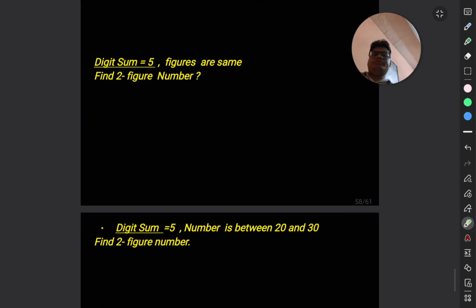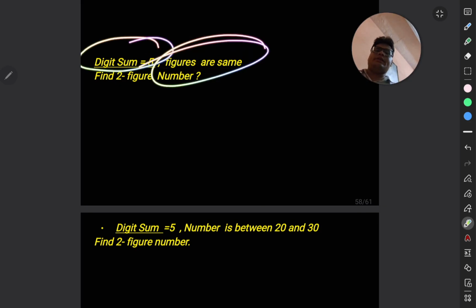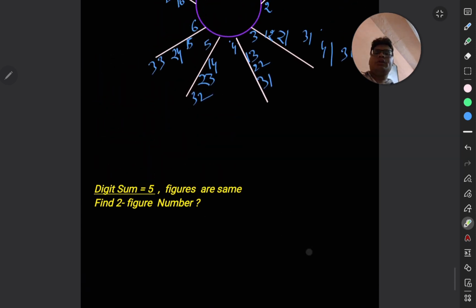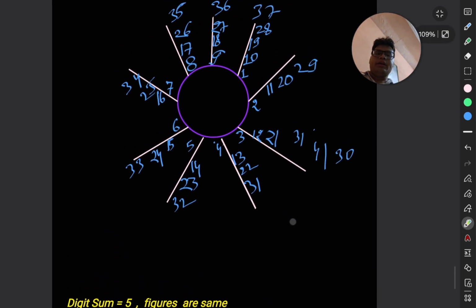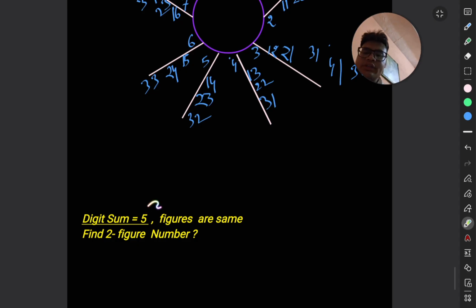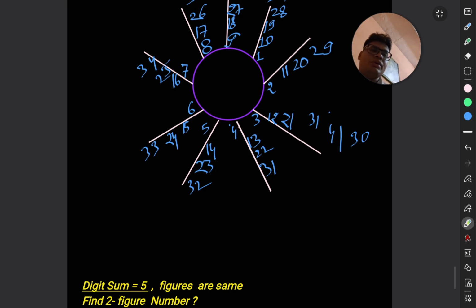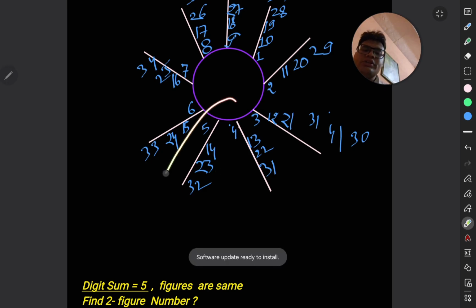Here the digit sum is 5, and the other fact is that the figures are the same. Digit sum is 5 and the figures are the same. We have to find a two-figure number, so we move on to the 9-point circle. Here you notice the digit sum is 5, so we have to move on the branch of 5.